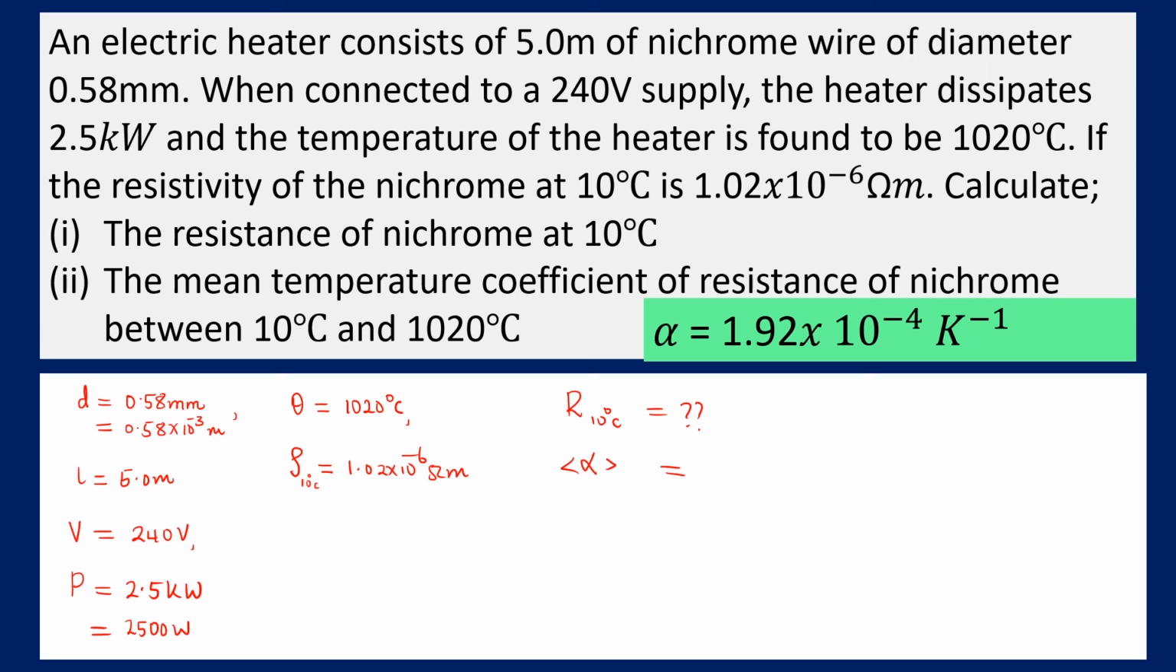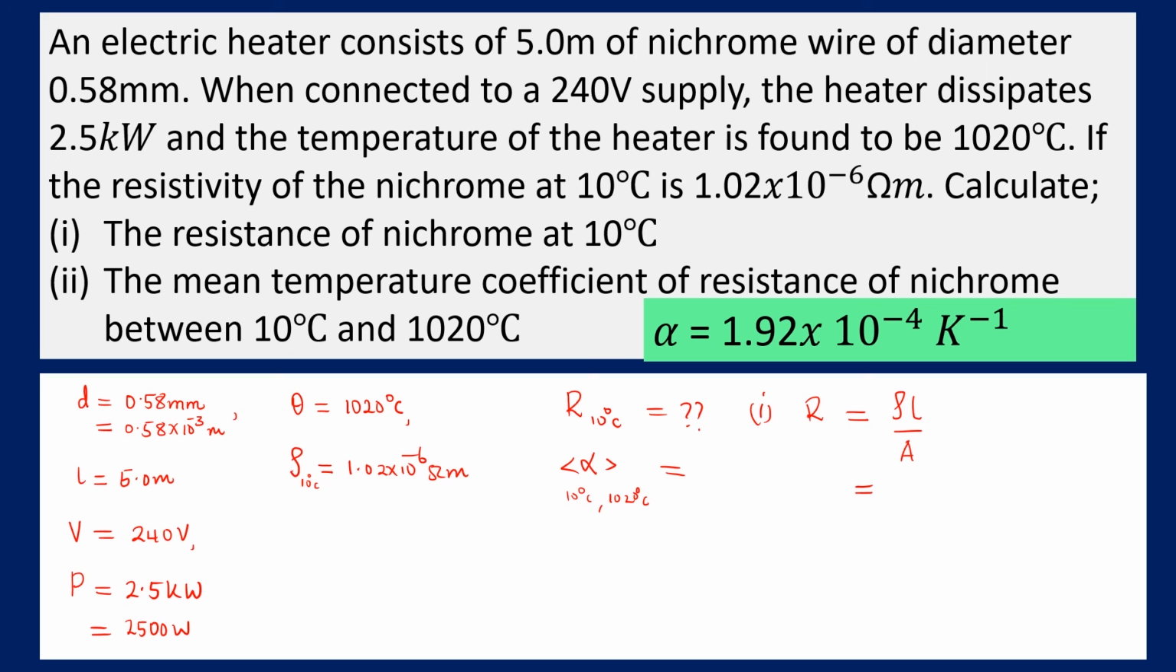For Roman number 1, they just want us to calculate the resistance, and we can calculate the resistance from this relationship. Resistance is equal to resistivity times the length of the wire, divided by the area. The resistivity of the wire is given as 1.0 times 10 to the negative 6. They have also told us the length is 5.